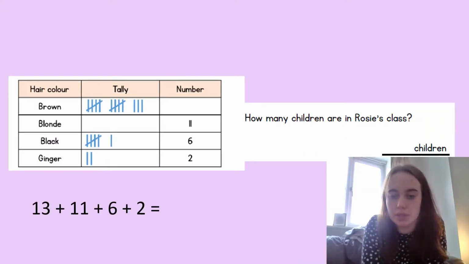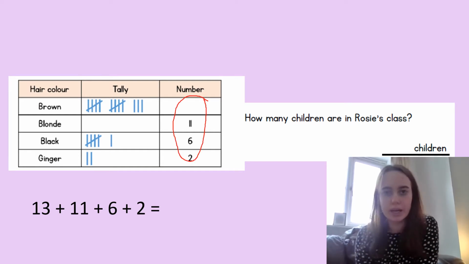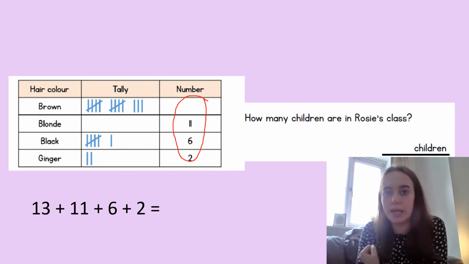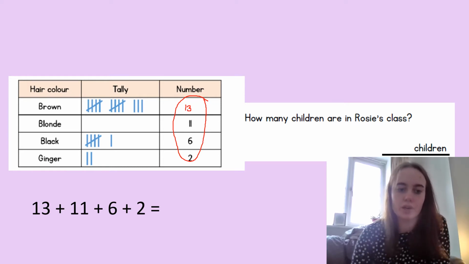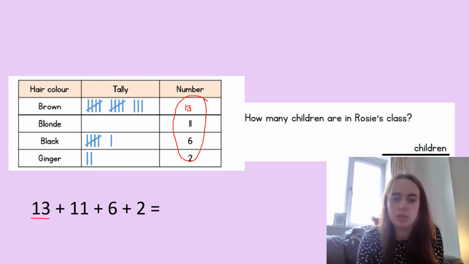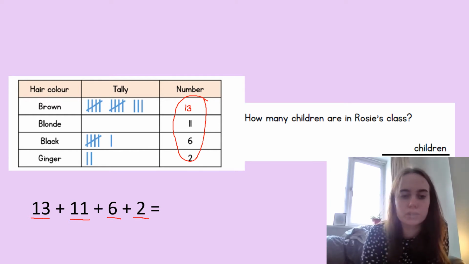And the last question on this one is, how many children are in Rosie's class? Now to work that out, we need to look at the total numbers of all the different hair colours and add up all the children with all the different hair colours to find out the total amount. And remember, we found there were 13 children with brown hair. So I've taken the brown haired children, which was 13, the blonde haired children, which was 11, the black haired children, which was 6, and the ginger haired children, which was 2. So we now need to add them all together to find out the total.